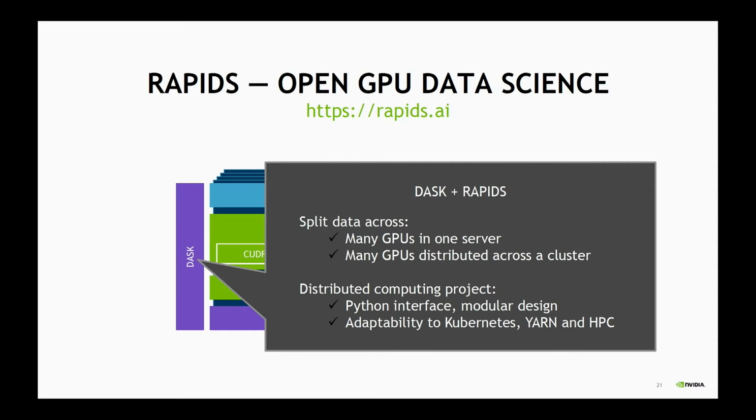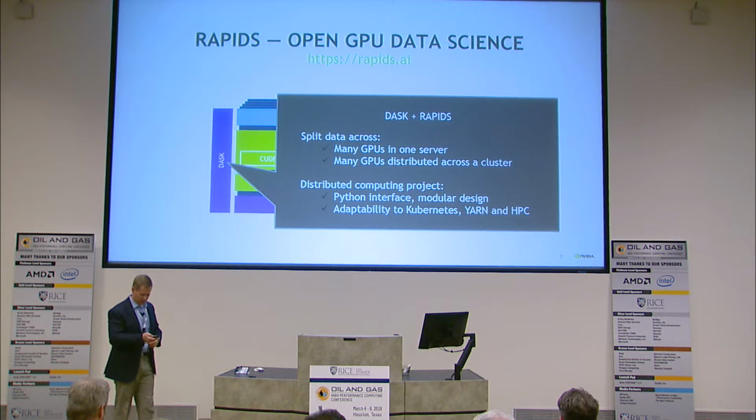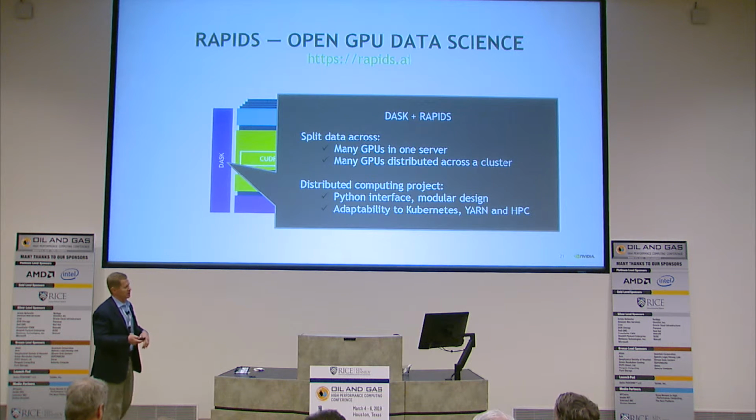And it's really used to help split data across many GPUs. You can do many GPUs in one server, or you can do many GPUs distributed across the cluster. Dask is written in Python. It has a modular design, but it is also adaptable to the HPC world. So if you have a clustered system and you have some kind of scheduler in the front, you can easily add that to that HPC cluster through Yarn or through Kubernetes, Slurm, PBS, whatever the case may be.